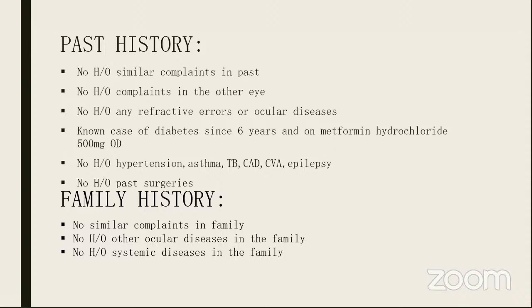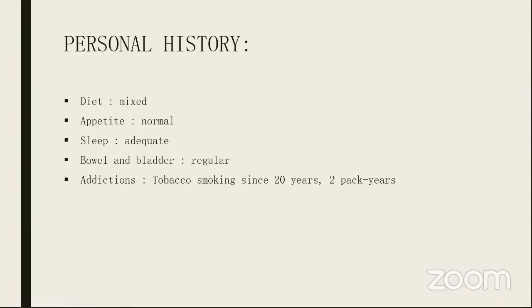The patient is a known case of diabetes since 6 years and is on treatment for the same. He is not associated with any other comorbidities and no past surgical history. There were no similar complaints in his family and no significant ocular and systemic diseases in the family. His personal history: diet is mixed, appetite is normal, sleep is adequate, bowel and bladder are regular, and he's a tobacco smoker since 20 years.